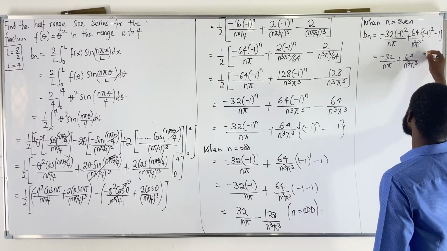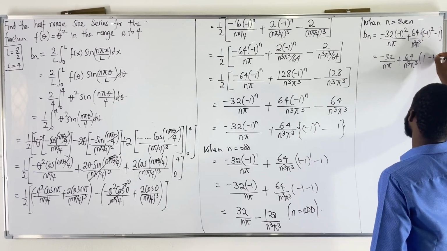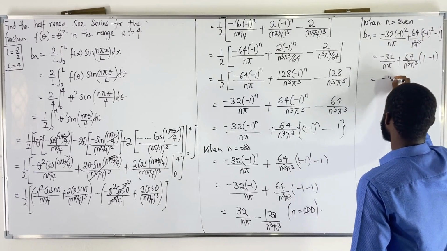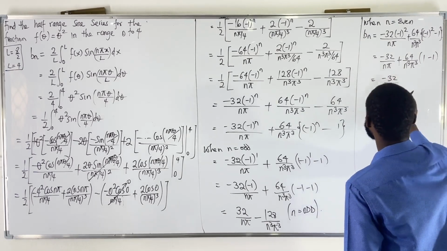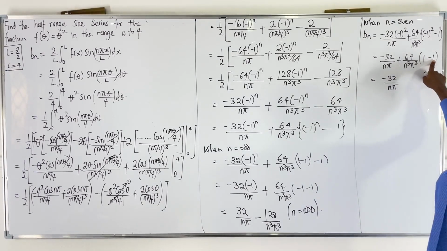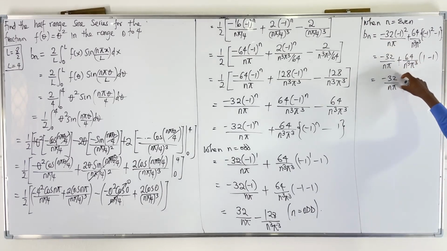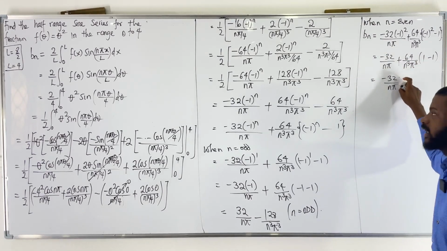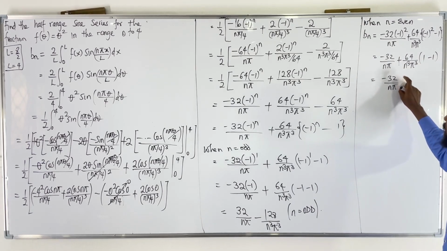Now, minus 1 squared is 1. And then we'll have minus 1. So this is minus 32 over n pi because 1 minus 1 is 0. 0 times this whole stuff here is going to be 0. So this is your b sub n if it is even. This is your b sub n if you have an even item. This is what you have. Okay.